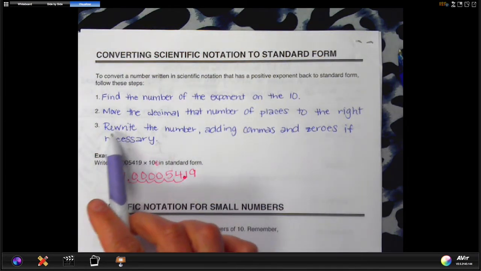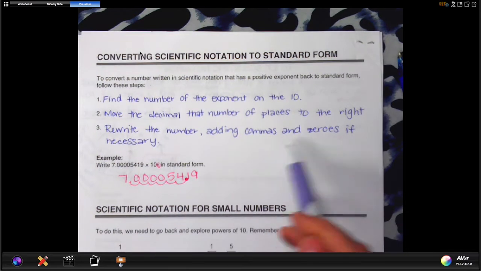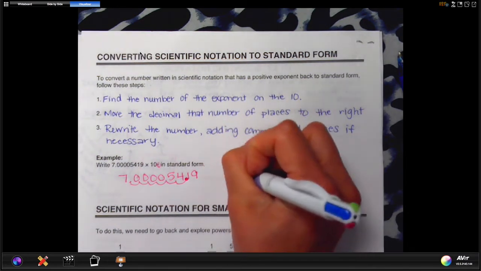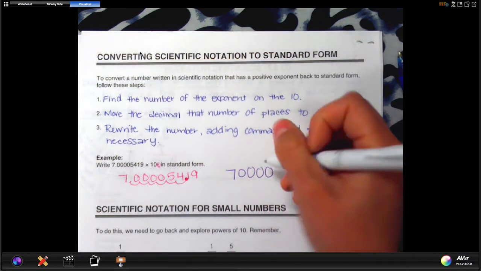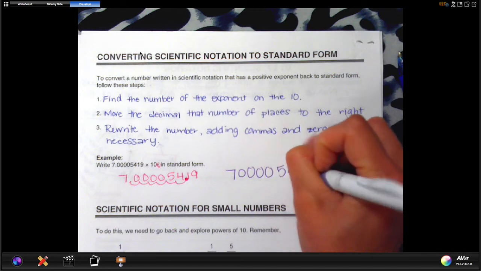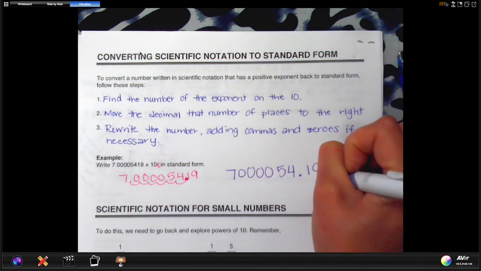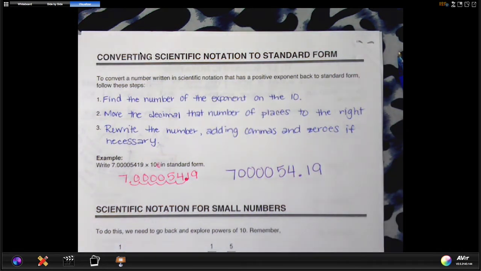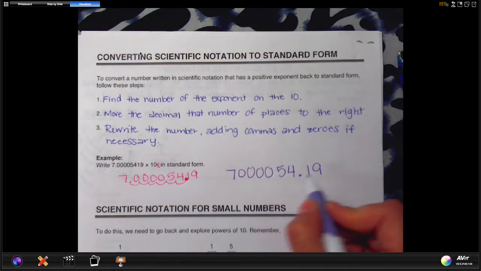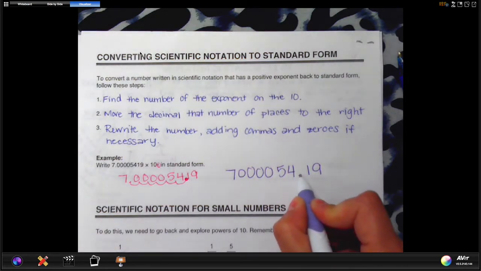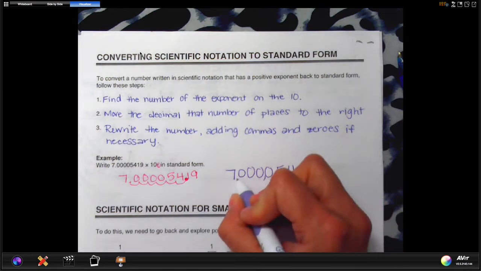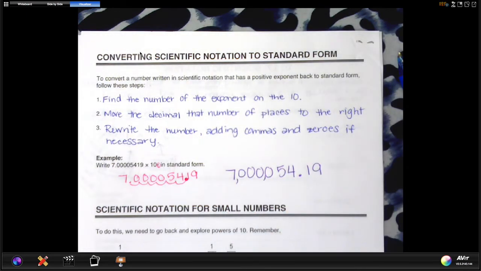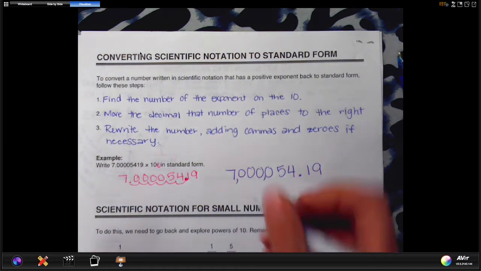Now you rewrite the number, adding commas and zeros if necessary. So you rewrite it as 7000054.19. You don't have to put the commas in, but a lot of times in Odysseyware they will. Starting at the decimal, you count every 3: 1, 2, 3, comma, 1, 2, 3, comma. So it's really 7,054.19, and this is the answer.